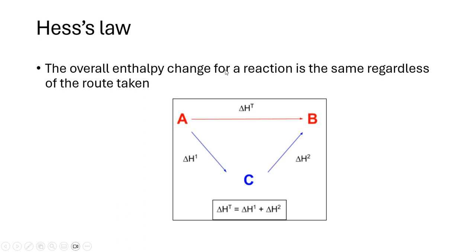So the overall enthalpy change of a reaction is the same regardless of the route taken. So what he's saying is there are different ways you can go somewhere, but essentially you're going to the same place.